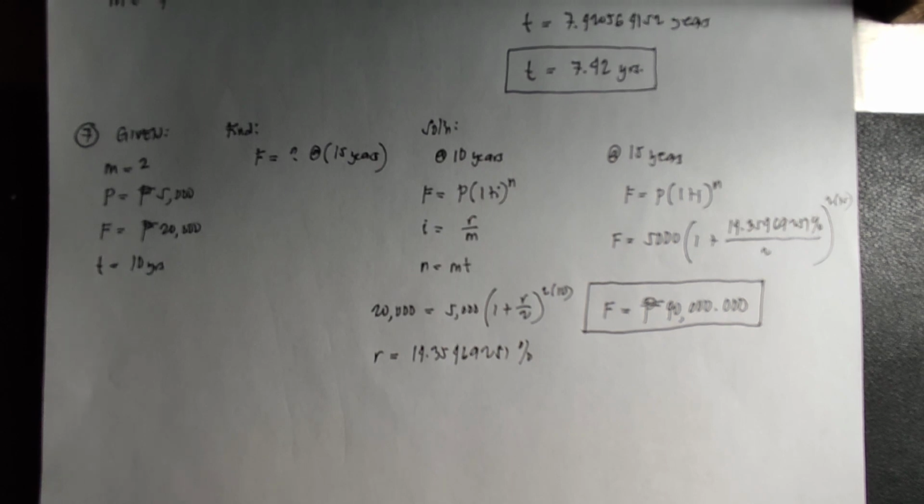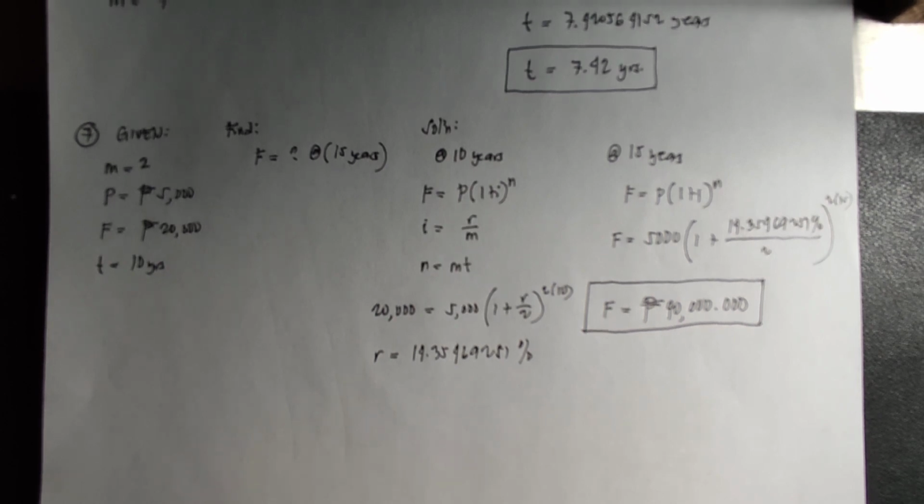So solution at 10 years, let's use the formula F equals P multiplied to the quantity of 1 plus i raised to n. Since we all know that the formula for i is equal to r over m, and the formula for n is equal to m times t. So let's substitute the values. 20,000 is equal to 5,000 multiplied to the quantity of 1 plus r over 2 raised to 2 times 10.